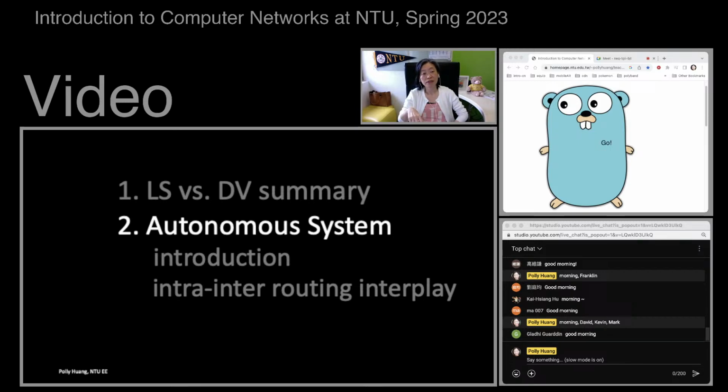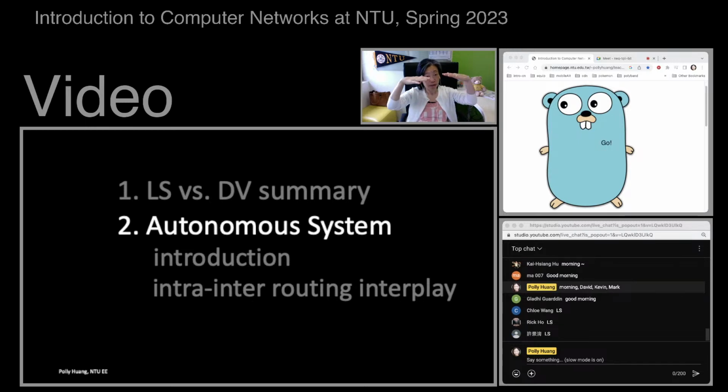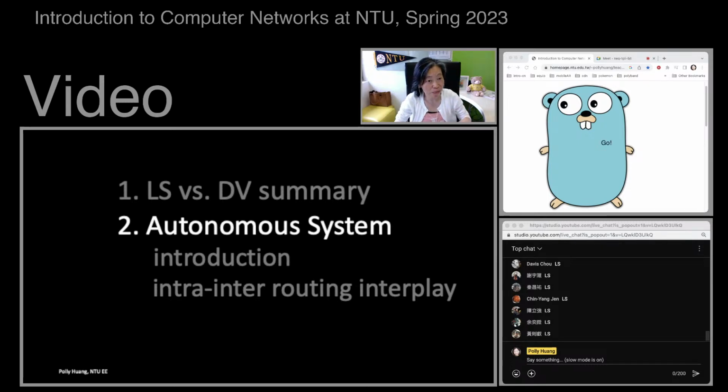You heard in the previous video that these autonomous systems interconnect. Within an AS, it runs one level of routing algorithm, and above, between these delegate routers, there's another level of routing algorithm. So you see there's intra-AS routing as well as inter-AS routing. This video, 4.5 minutes, is to define a little more clearly what intra-AS routing does and what inter-AS routing does.